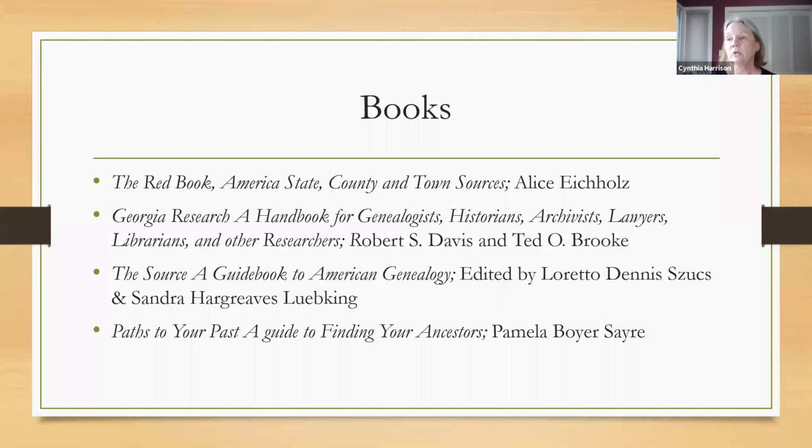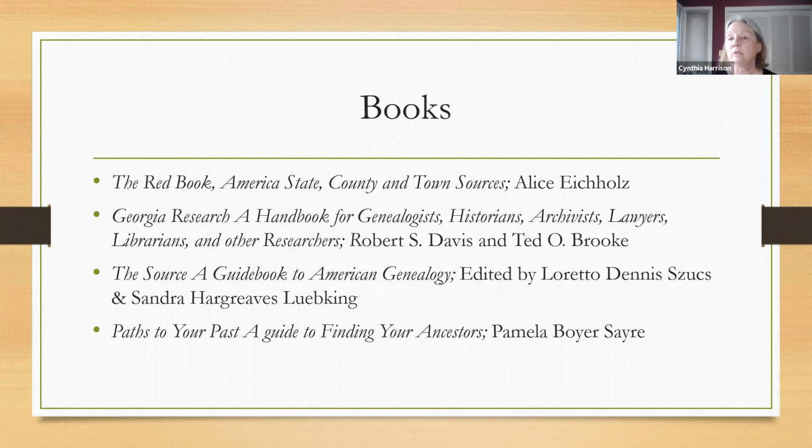Some great books to use: the Red Book, America's State, County, and Town Sources. This is an expansive guide to the most useful resources in each of the 50 states, whether it's original material, printed, microfilmed, or online resources. The Genealogy room at Calhoun Library does have a copy of the Red Book.